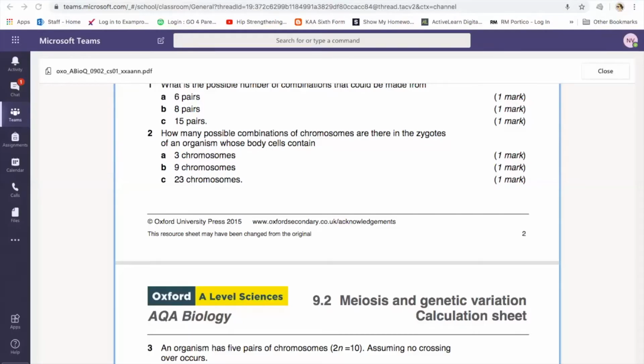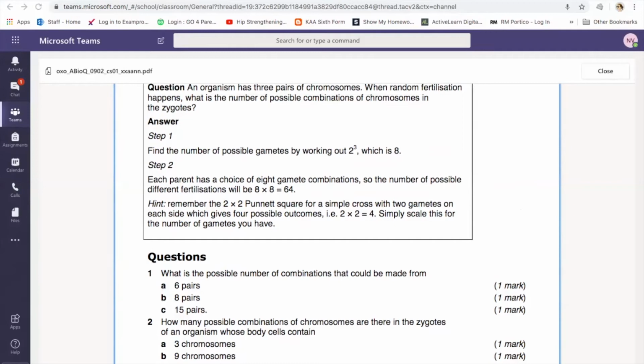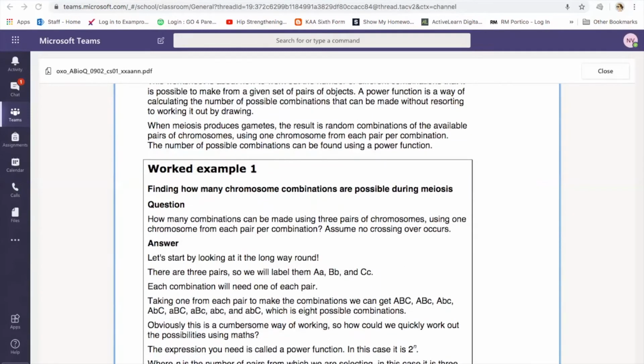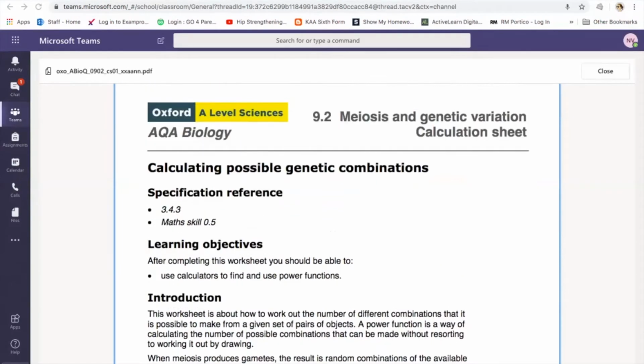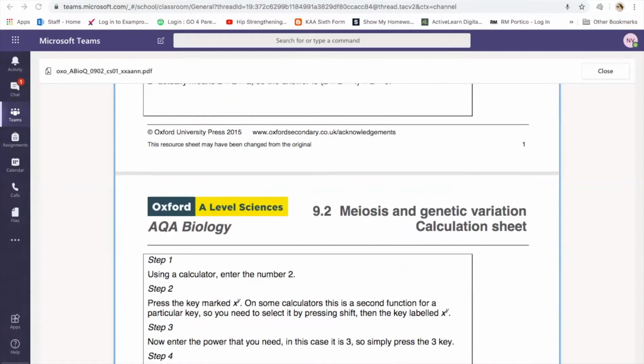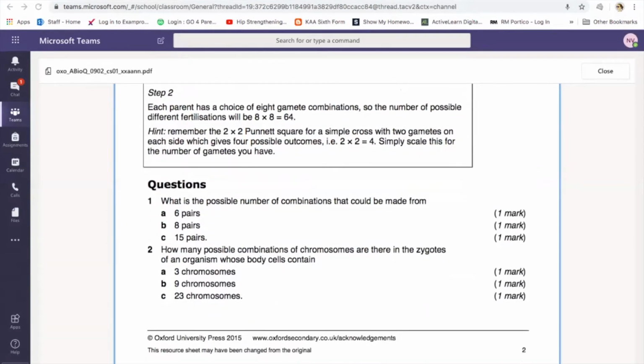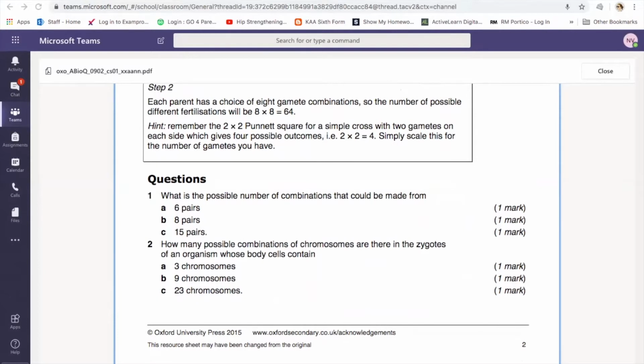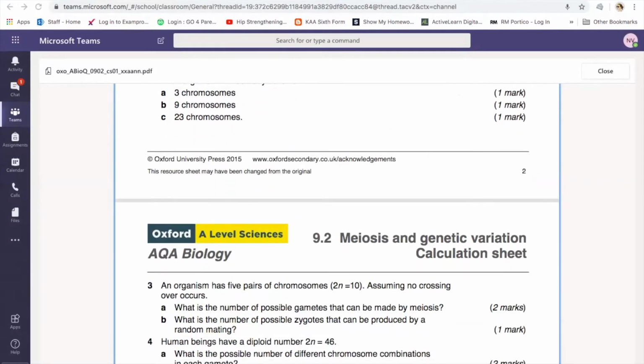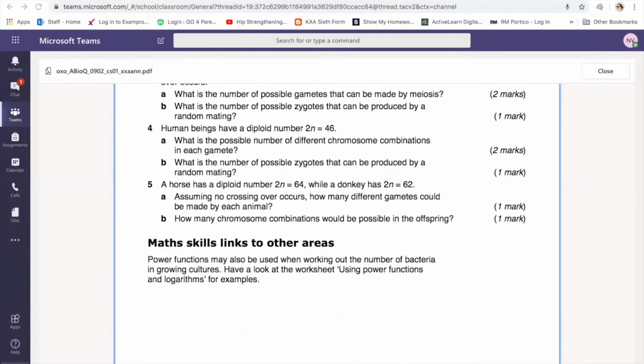Morning, everyone. I thought that we could quickly have a look at the worksheet that you did recently, calculating genetic variation. And I just thought I'd give a little bit of feedback on some of these answers. So I'll look at one answer, question 1 for 1C. I'll look at 2C. I'll look at question 3. And then I'll look at question 5.